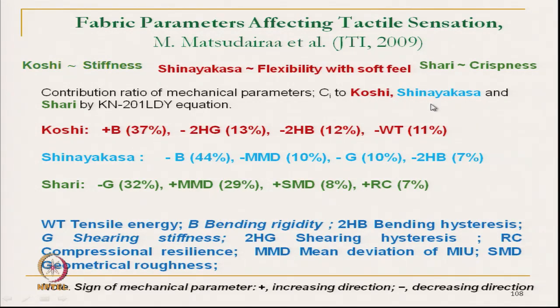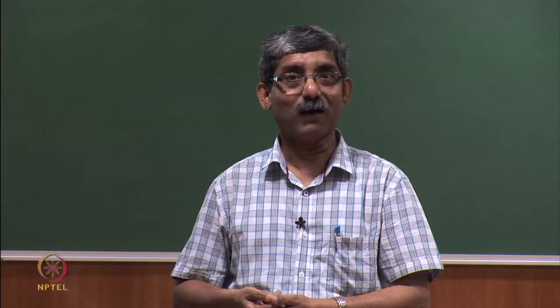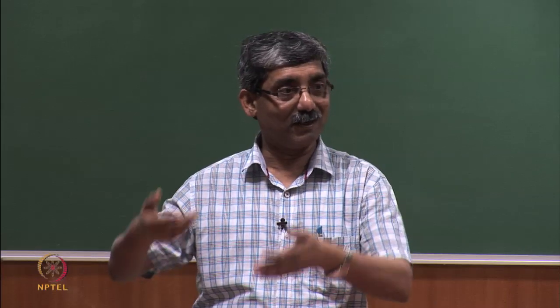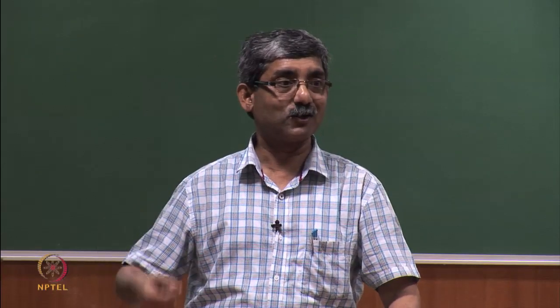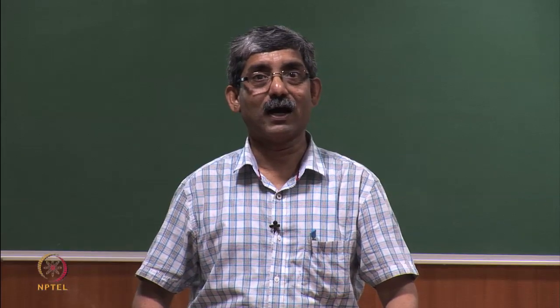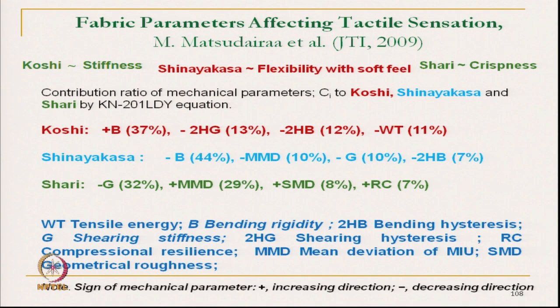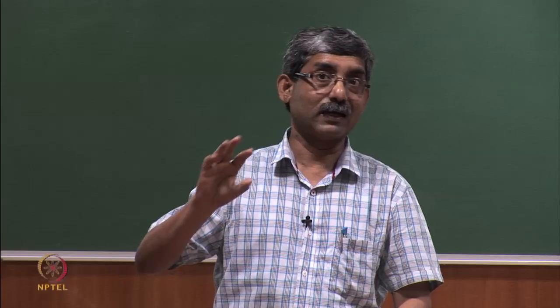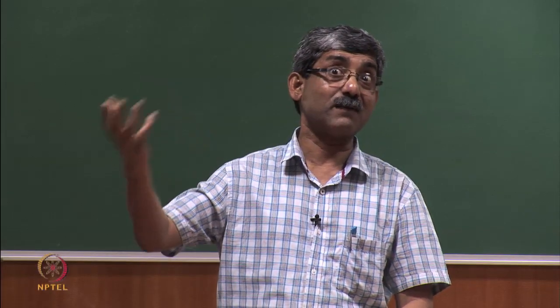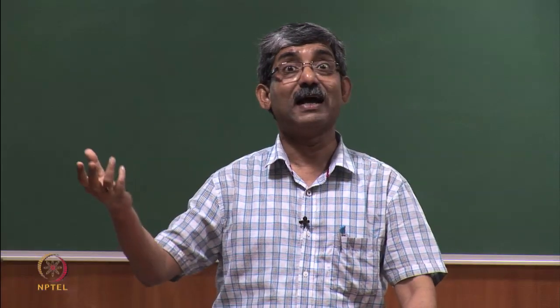value. That means, if we eliminate SMD and RC, compression resilience, and talk about only these two major contributions, we can see that the fabric should shear easily, but the difference in mu should be high, the MMD should be high. So, higher MMD with a lower G value. This way we can get the concept of these contributions and their tactile sensation.